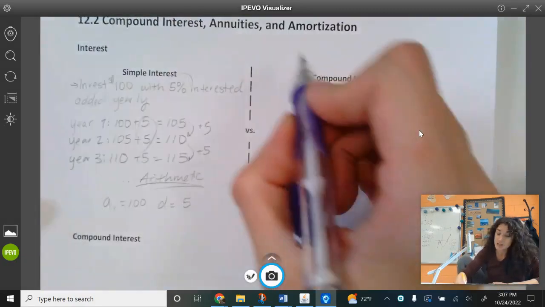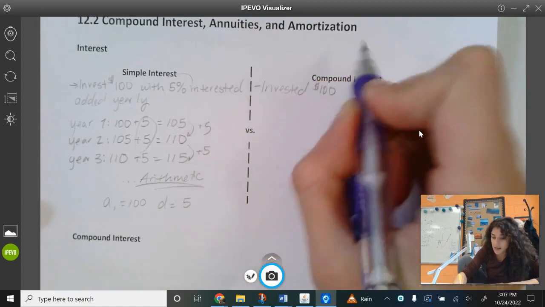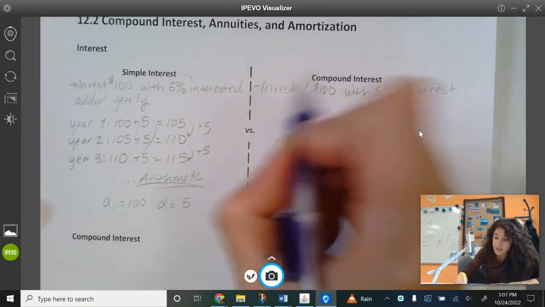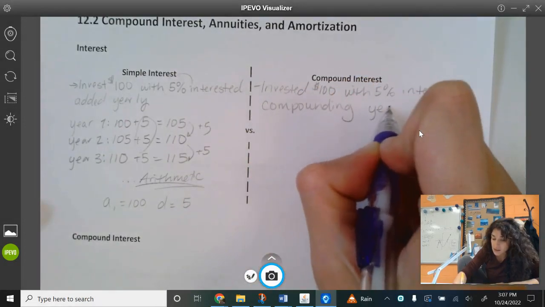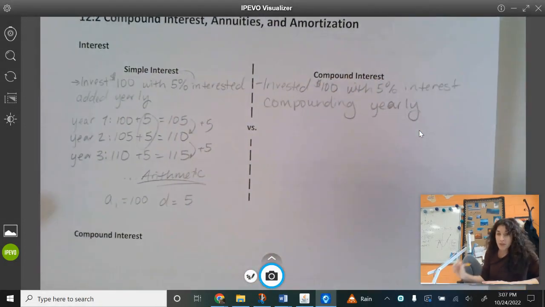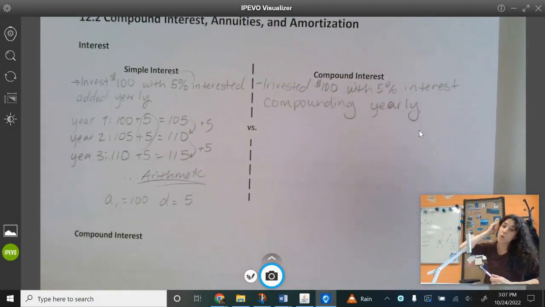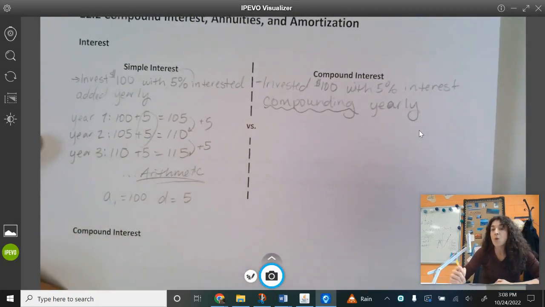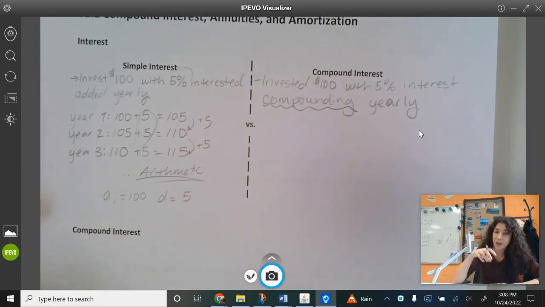Okay, compound interest is if you see that you've invested $100 with 5% interest, and you will see the word compounding yearly, or sometimes monthly, or sometimes bi-yearly, right? Quarterly. So if you see the word compounding, that means it's compounded interest. What that means is that they are recalculating that 5% every single year. In other words, they're taking 5% of the previous year's value.